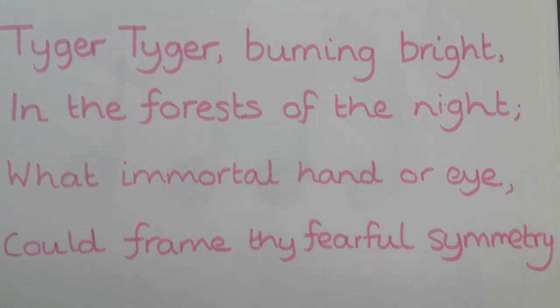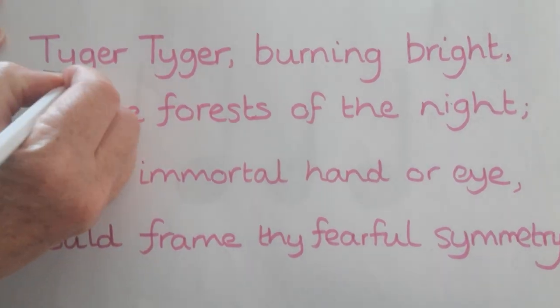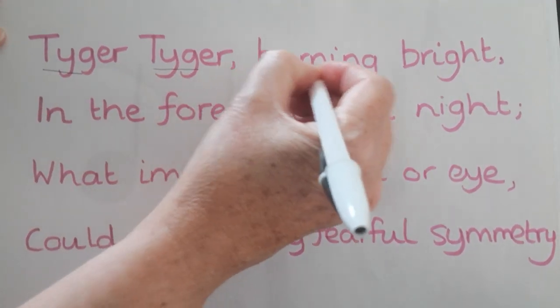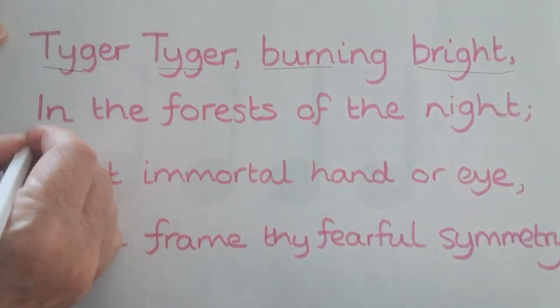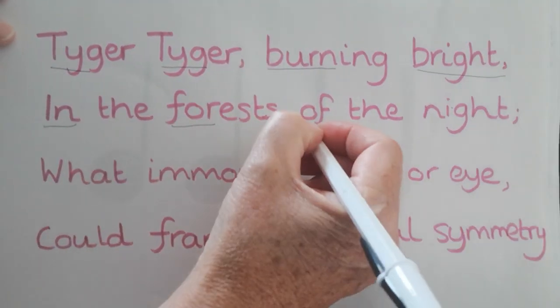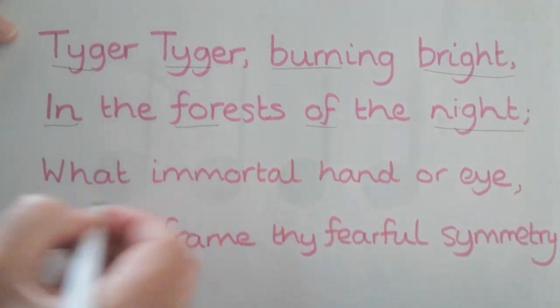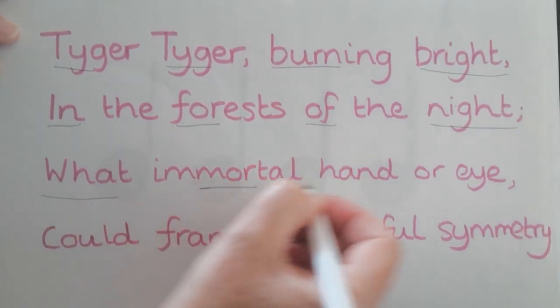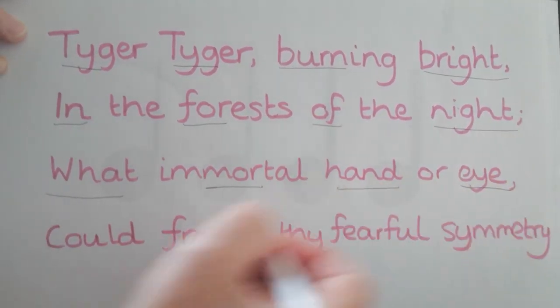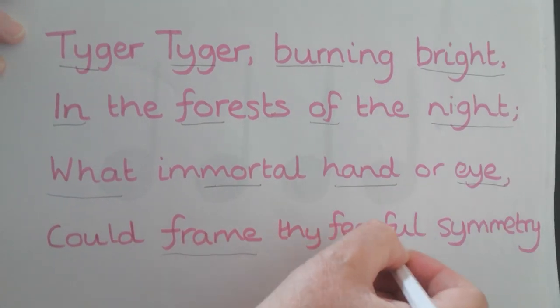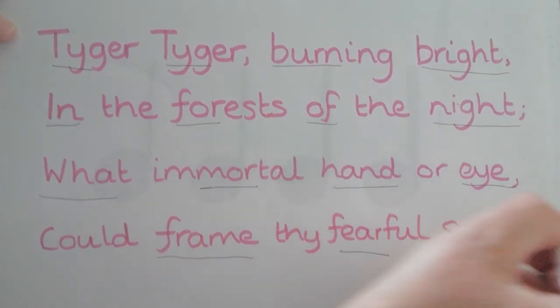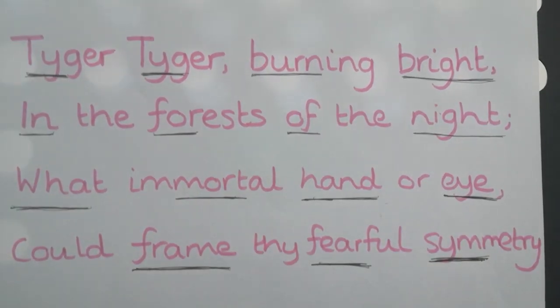So I'm going to start by underlining some of the syllables that I naturally make a little bit stronger. So I'm going to say Tyger, Tyger, burning bright in the forests of the night. What immortal hand or eye could frame thy fearful symmetry? So that comes fairly naturally.